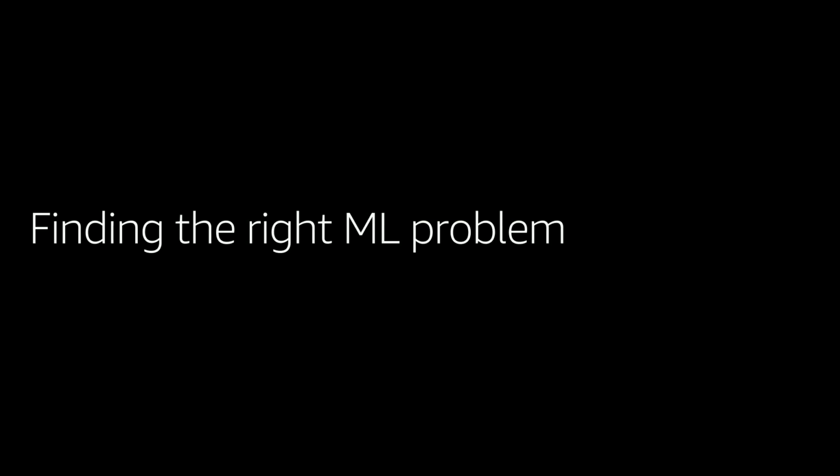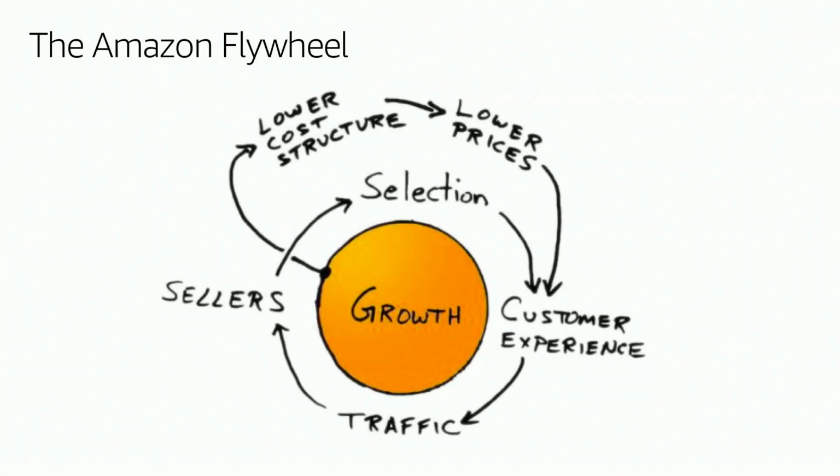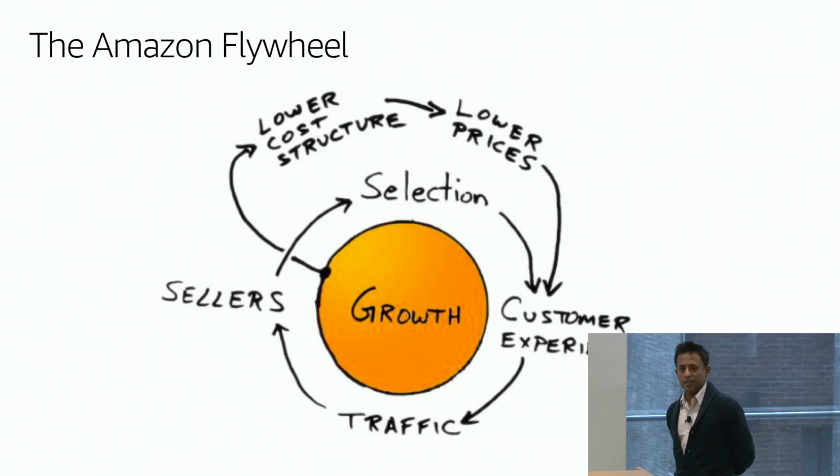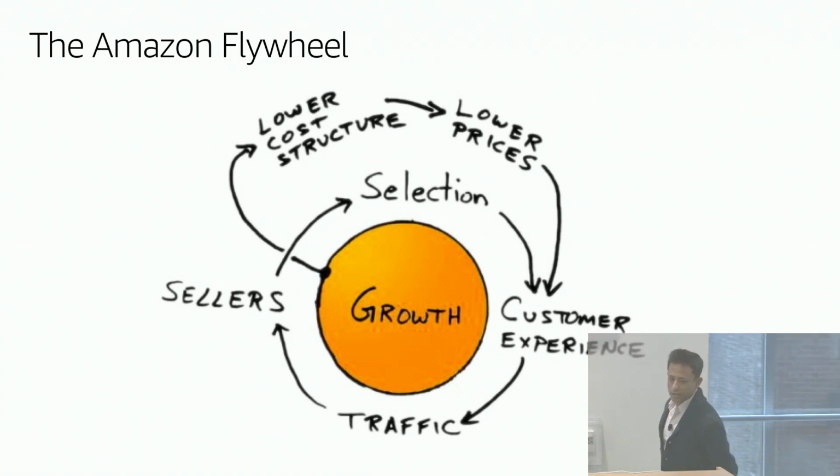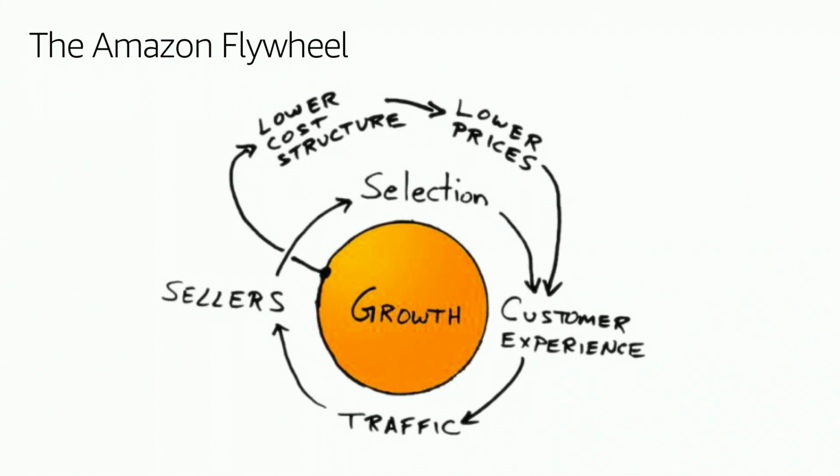So let's dive into the first part, which is finding the right problem. How do you find the right problem? I'd like to share the Amazon.com story here. What you're seeing here on the screen, we call the Amazon Flywheel. In this flywheel, you see the main driver is growth.